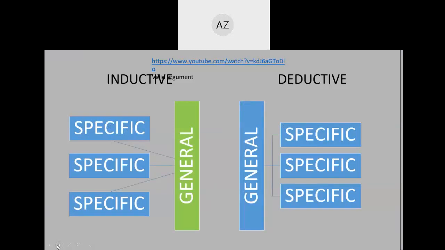Hello, and assalamualaikum, everyone. So right now, I want to further explain about the inductive and deductive argument. Basically, just like Afif said, the inductive argument moves from specific to general. Like in this slide, we can see specific, specific, specific into general. And the deductive argument moves from general to specific.